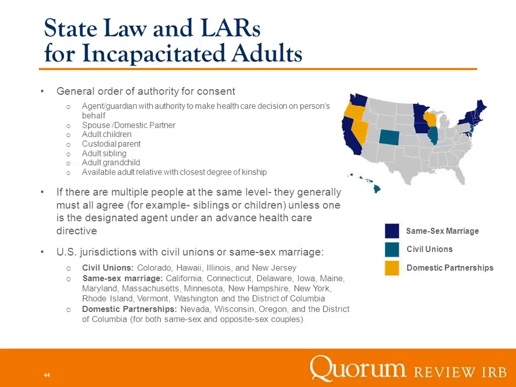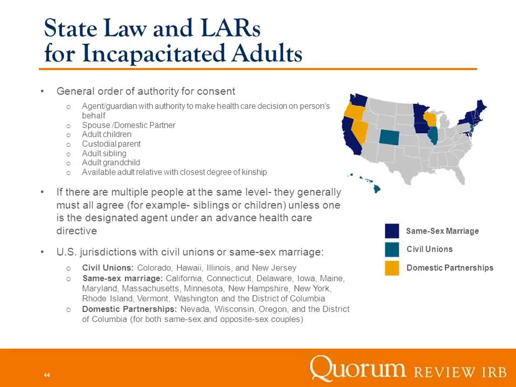Keep in mind also that when there are multiple people at the same level, they all need to agree. So if a person has several children, doesn't have a spouse, and one person is opposed to them being involved in the research, you are probably not going to be legally able to enroll that person in the study, unless one of their children is designated as that agent, as I explained earlier.